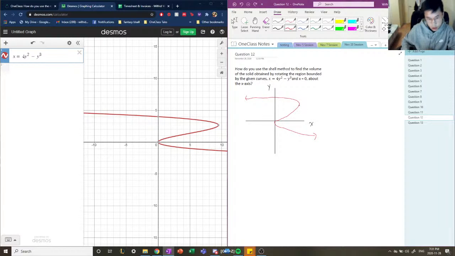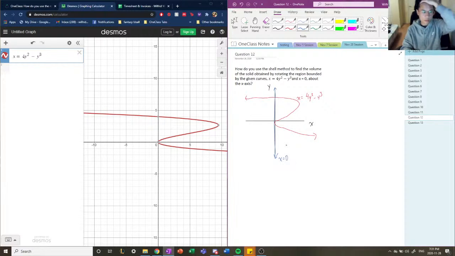x equals 4y squared minus y cubed. And we also have x equals 0, or the line at the origin here. So this is our line here. So this is x equals 0.